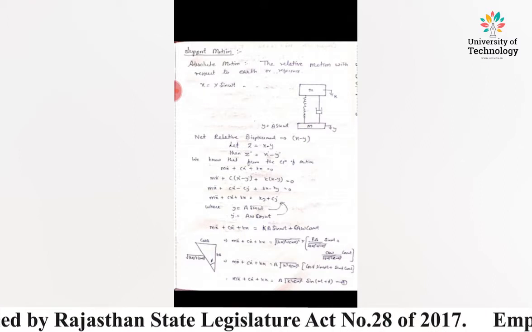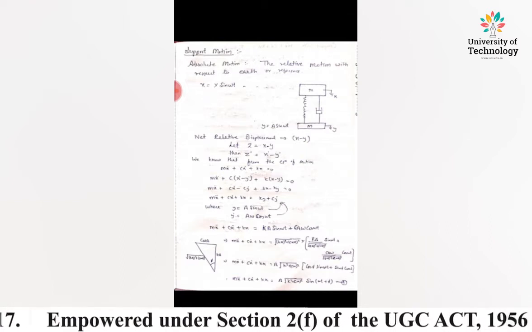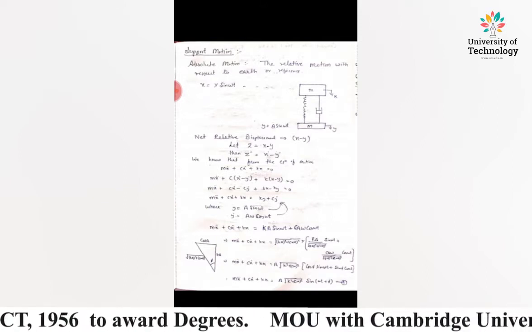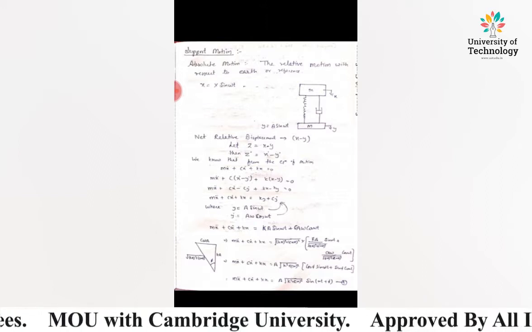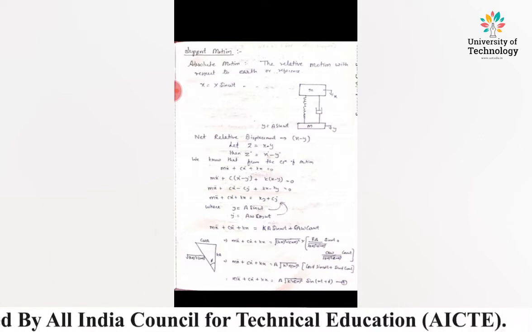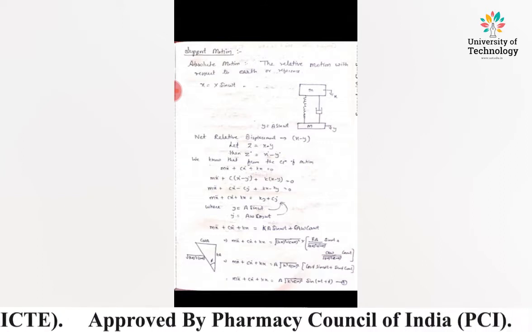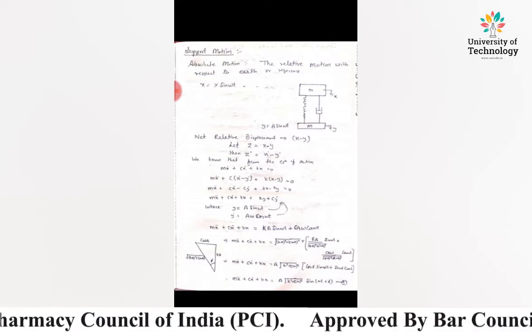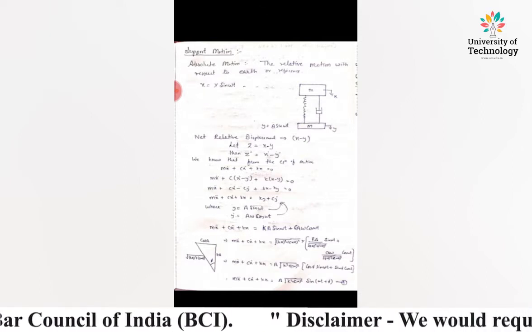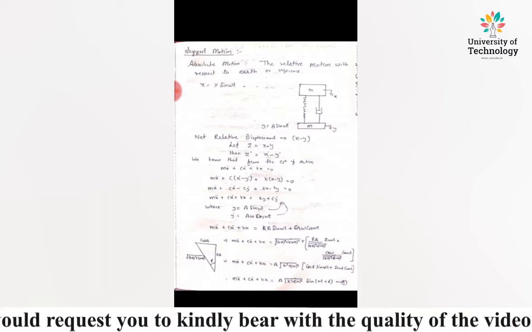The absolute motion in terms of the relative motion in the spring mass dashpot system in which there are two masses. The displacement in the first mass is x, and in the second mass the deflection is y. The relative motion with respect to earth or reference, then the net relative displacement is x minus y.